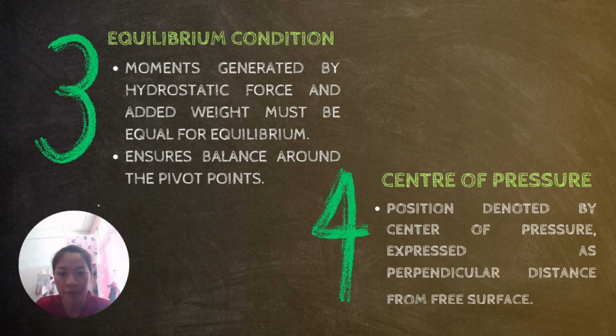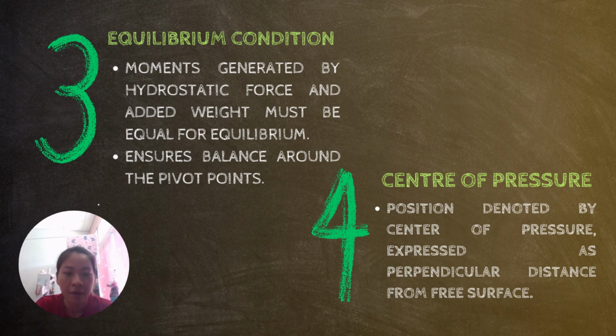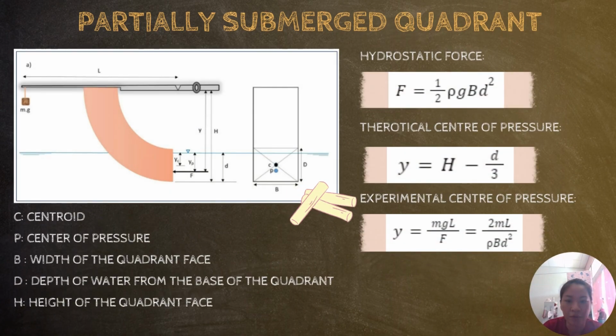For equilibrium conditions, the moment generated by the hydrostatic force and the added weight must be equal. This is to ensure the balance around the pivot point. The position is denoted by the center of pressure, expressed as a particular distance from the free surface. In this experiment, there are two conditions: partially submerged quadrant and fully submerged quadrant.